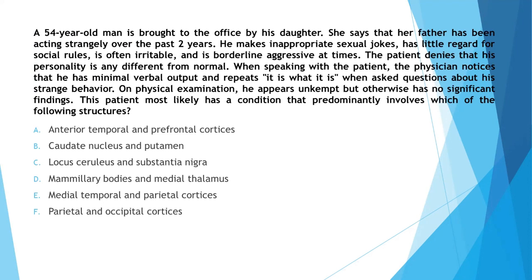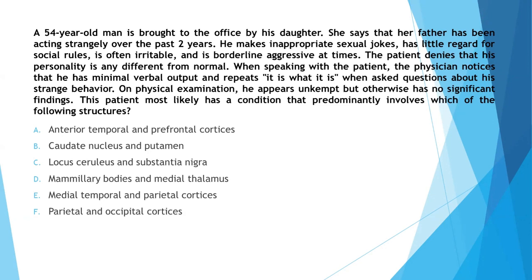This patient most likely has a condition that predominantly involves which of the following structures? A 54-year-old man is brought to the office by his daughter. She says that her father has been acting strangely over the past 2 years. He makes inappropriate sexual jokes, has little regard for social rules, is often irritable, and is borderline aggressive at times. The patient denies that his personality is any different from normal. When speaking with the patient, the physician notices that he has minimal verbal output and repeats, "It is what it is," when asked questions about his strange behavior.